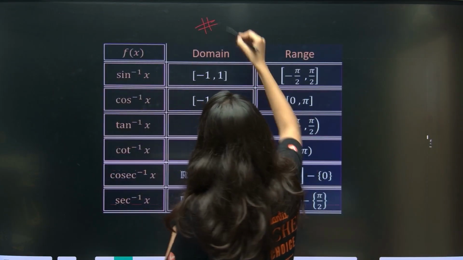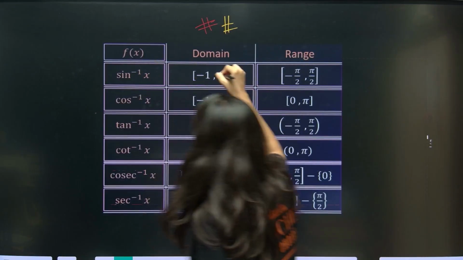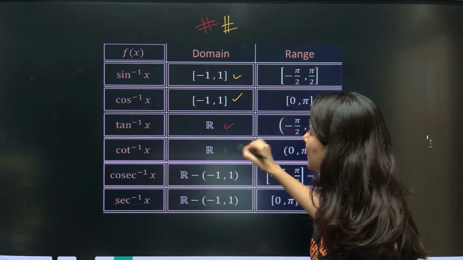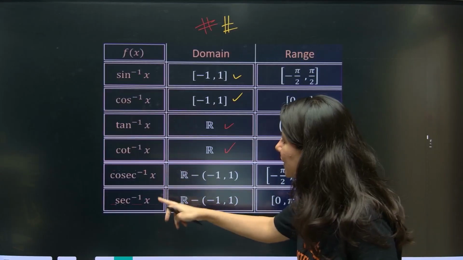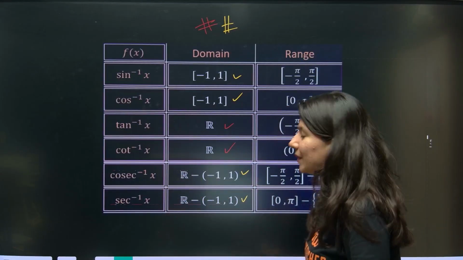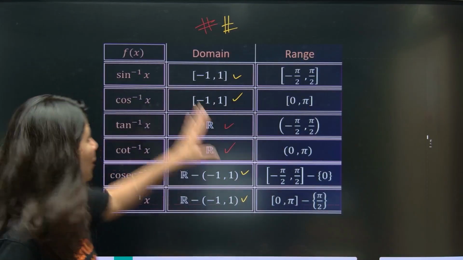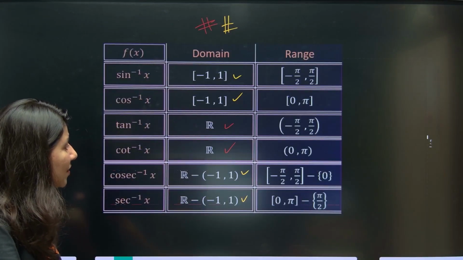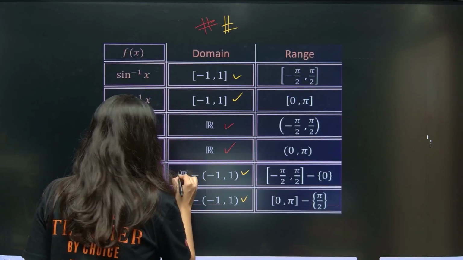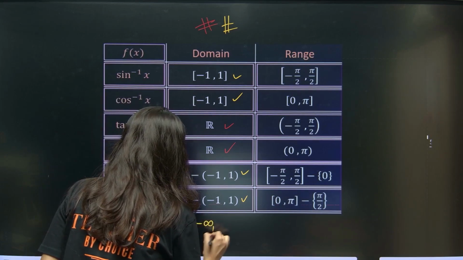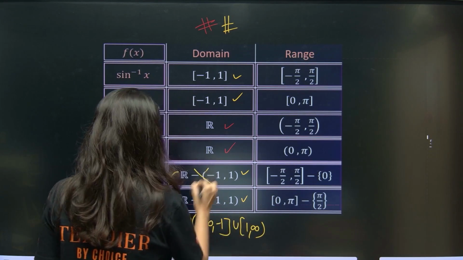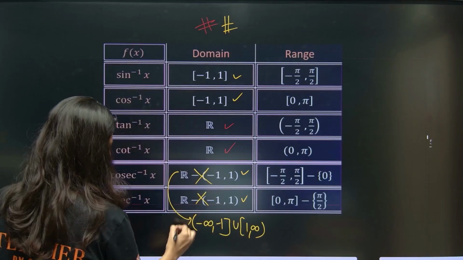Now understand, if you can remember this, then I think this particular column will be much easier for you. Okay, domain of sin inverse, domain of cos inverse, same. Domain of tan inverse, cot inverse, same. Domain of cosec inverse and sec inverse will be same. Bolo, domain is done. Anybody having issue? This one is nothing but minus infinity to minus 1, union 1 to infinity. If you don't want to remember this, you can just go with this one.